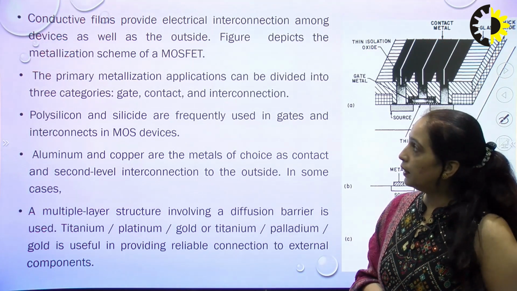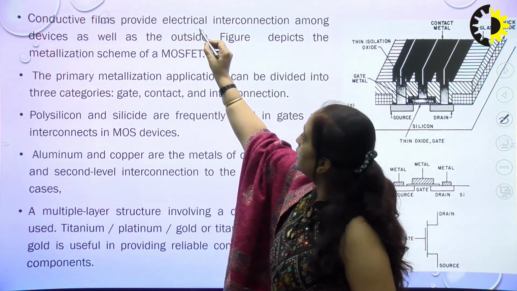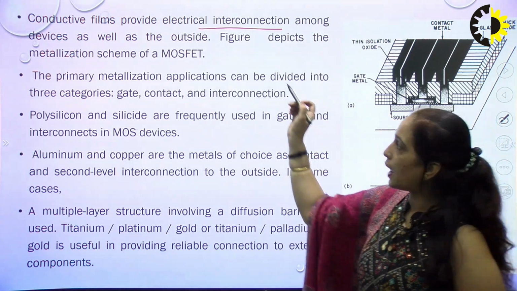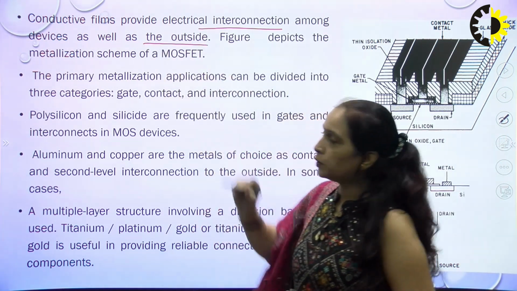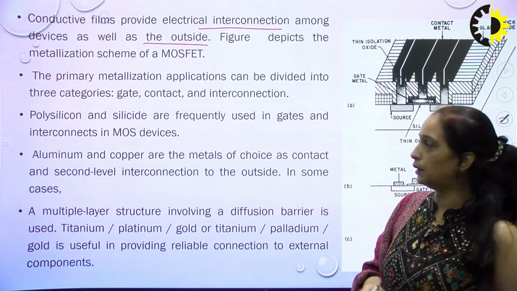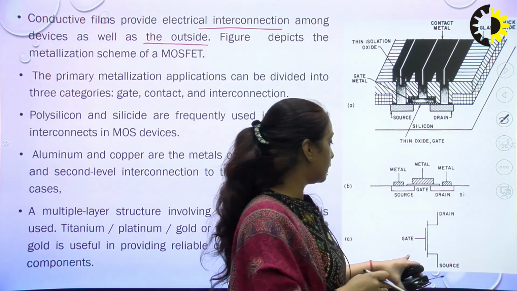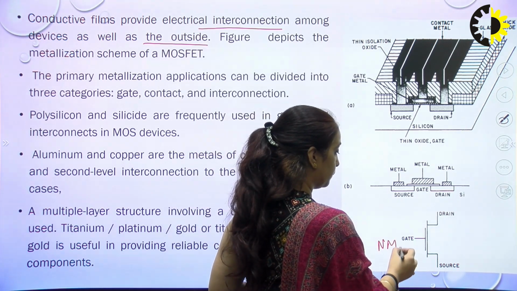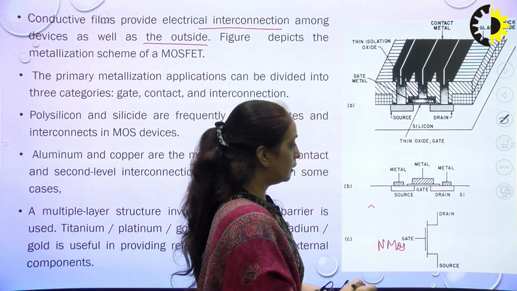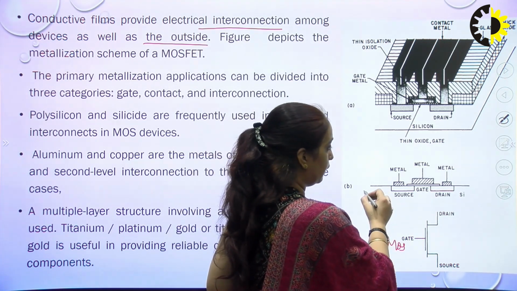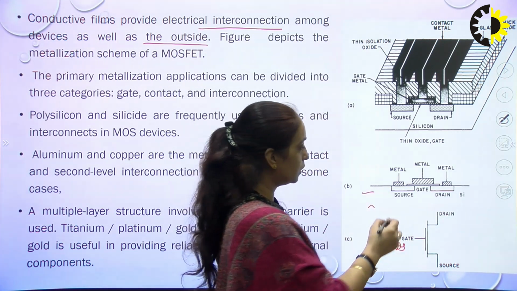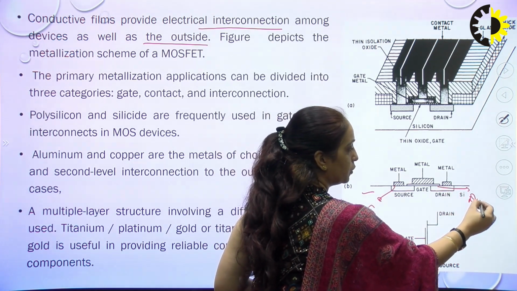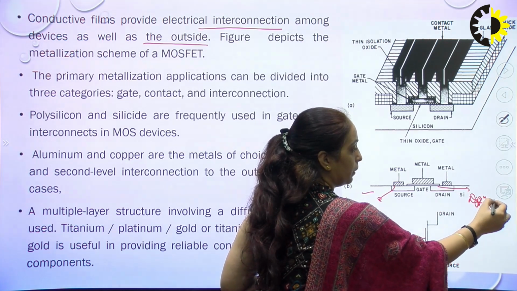So the conducting films provide the electrical interconnections. They are used to provide the electrical interconnections among the devices, as well as they are used to connect them to the outside world, right? So we can see in this figure, this is your simple MOSFET, NMOS, right? Then we have this fabrication diagram. We have the source and drain regions, which are done with the help of diffusion or ion implantation.